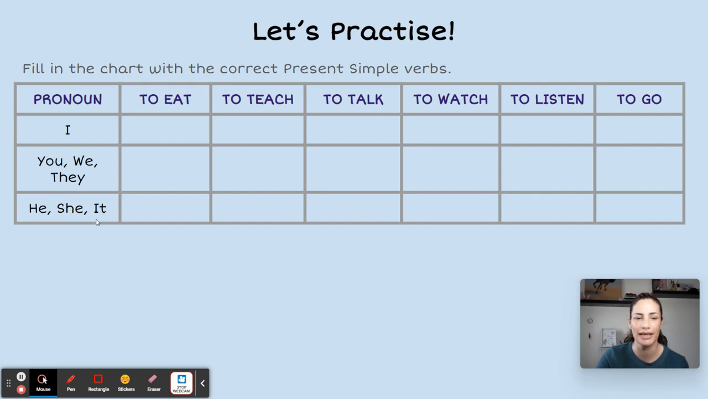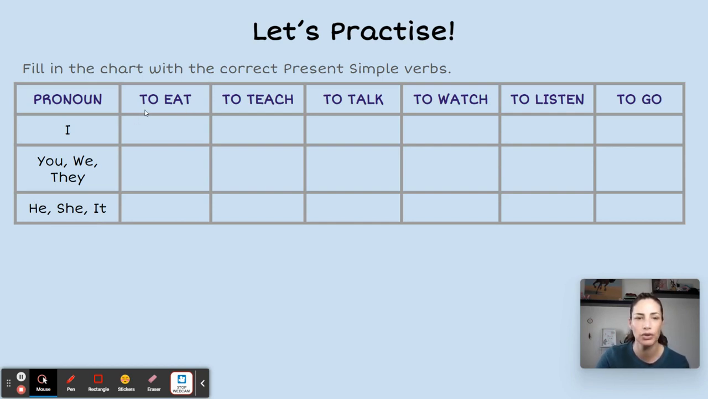He, she, it. Okay, remember that the verb changes because we have to add an S or an ES when it's with a third person singular pronoun. Okay, for third person singular, we add an S or an ES. So now let's look at our verbs. Okay, let's take a look at our verbs.